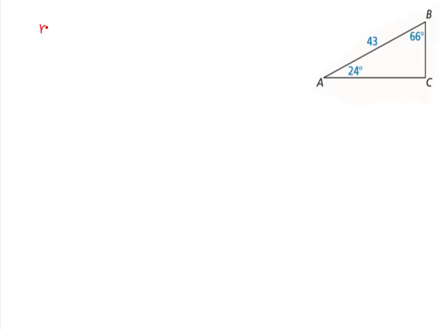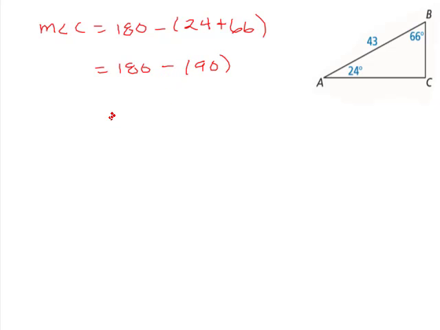We will write that the measure of angle C is equal to 180 minus the sum of the two other angles, that's 24 and 66. When we add 24 and 66, we get a total of 90 degrees. 180 minus 90 gives us 90 degrees, so therefore we have a right triangle. We can use the law of sines in this case, but remember, we learned something else for solving right triangles, which might be a little bit easier, and that is SOHCAHTOA.